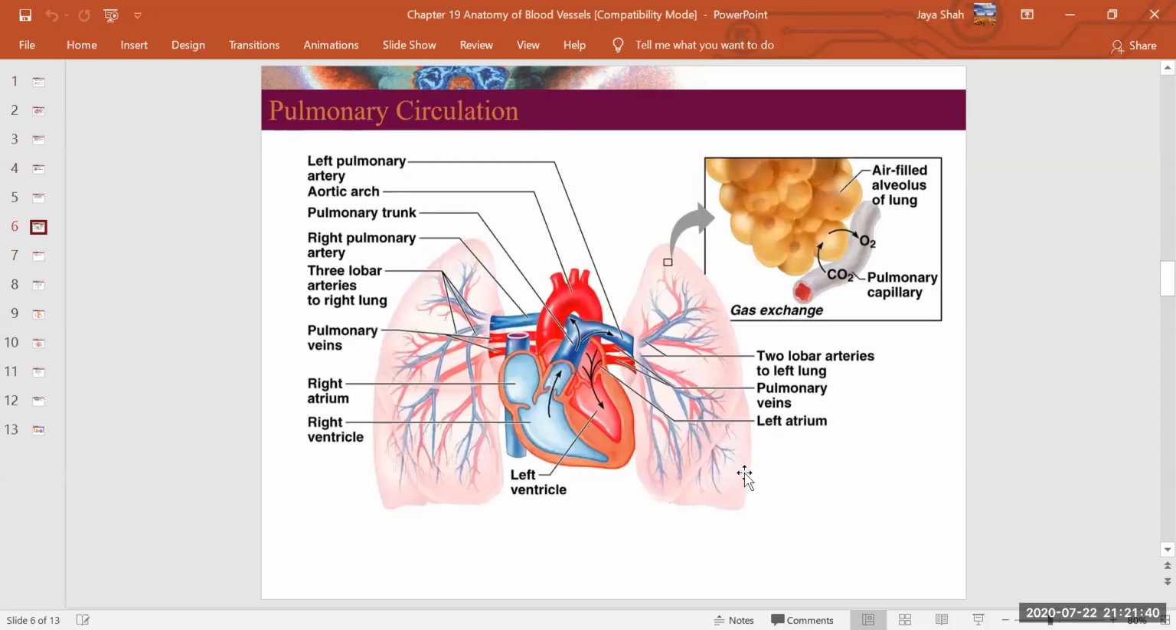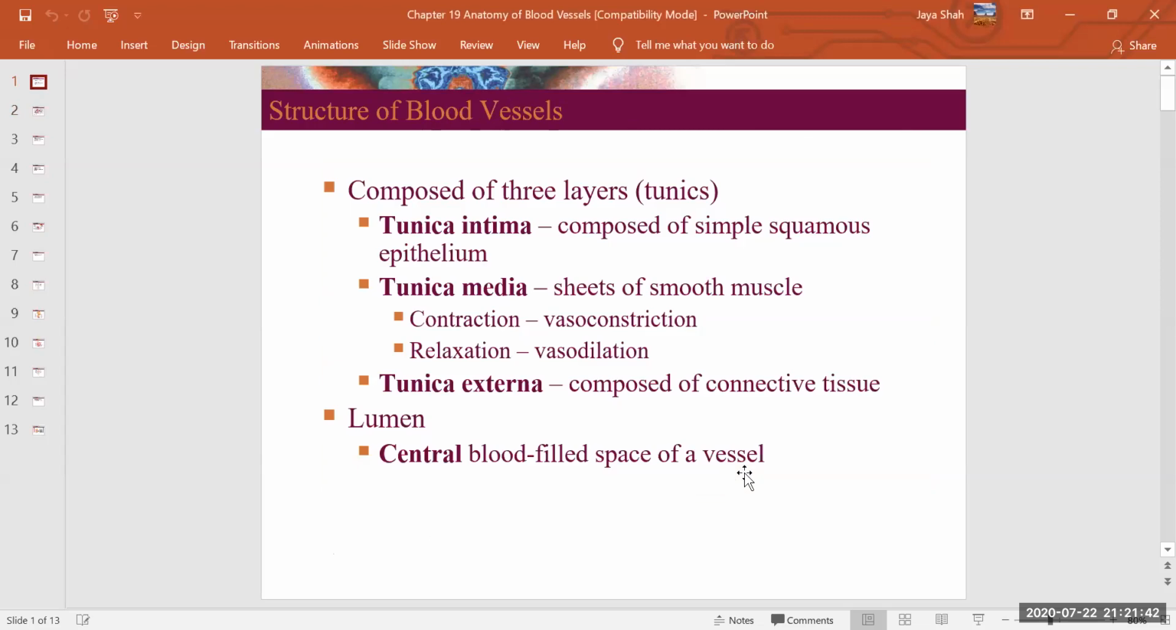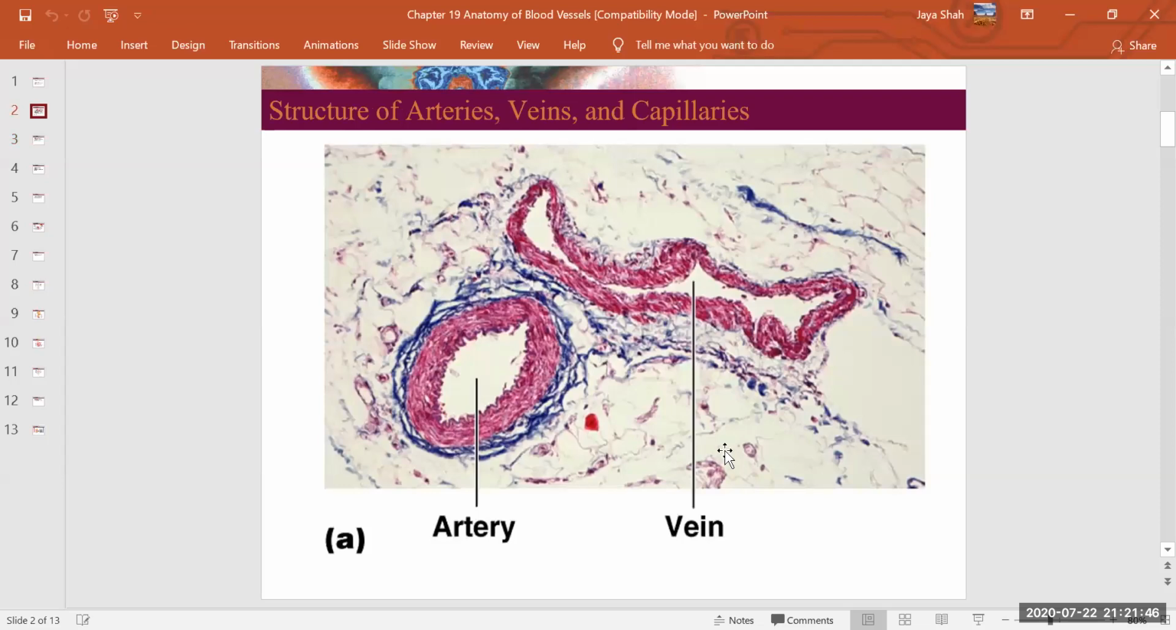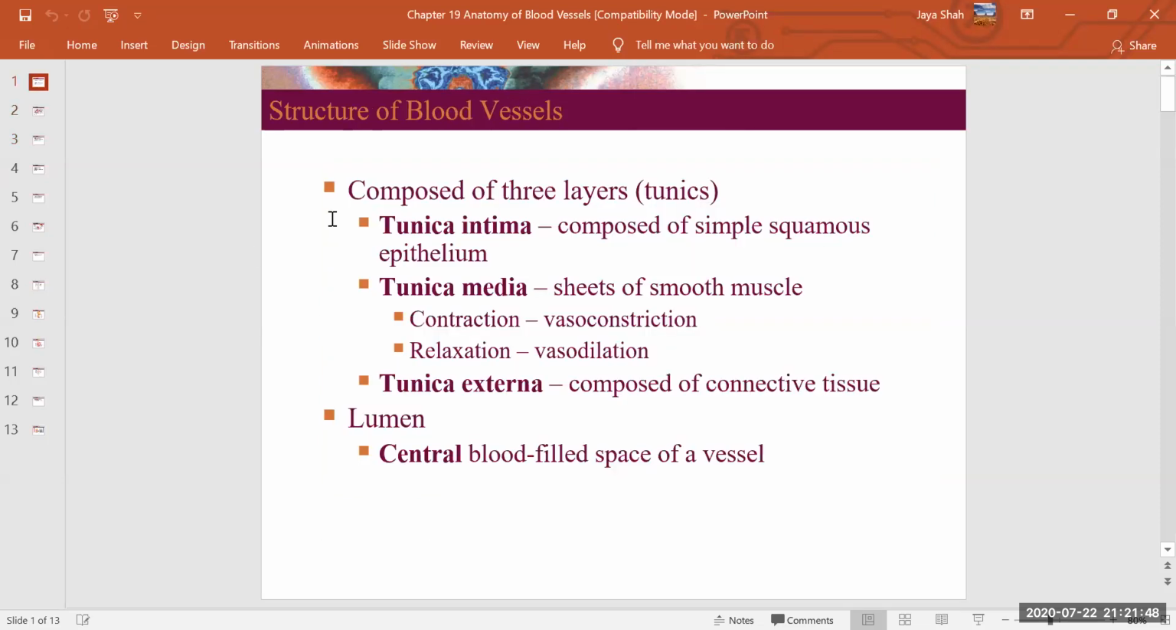Oh, I have no diagram. Histology. I'm sorry, guys. Okay, so let me go over them. The three layers are tunica intima, tunica media, and tunica externa. Tunica intima is the inner layer of the blood vessel that is composed of simple squamous epithelium. Tunica media is the layer of smooth muscle, and this is the layer which is controlled by the autonomic nervous system.